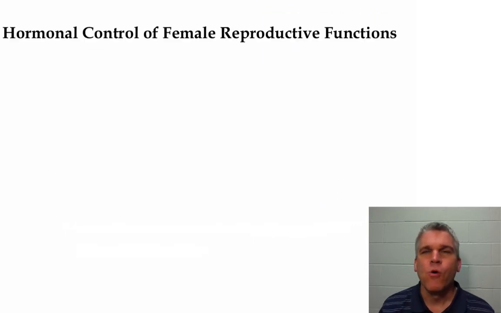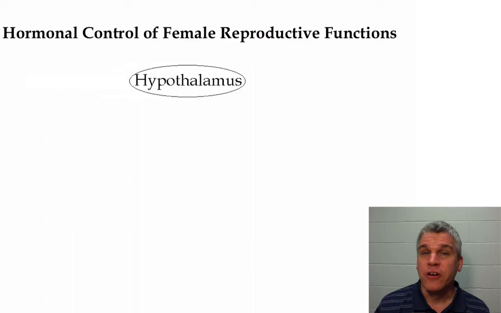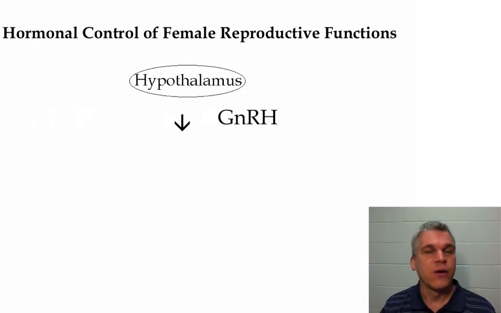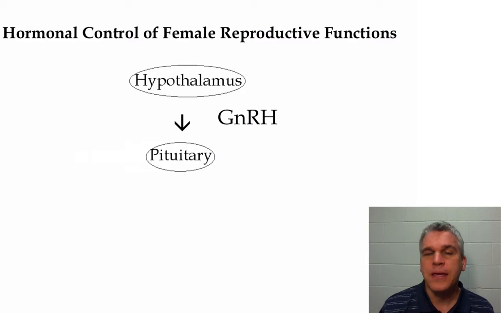So let's see how hormones play a role in all of this. What you're going to find is a lot of similarities between male and female hormones. So remember, this all starts in the hypothalamus, a little part in the brain that is constantly monitoring all of these things. And again, at puberty, it is going to produce a hormone called gonadotropin releasing hormone, GnRH. Sounds familiar, right? That goes to the pituitary gland at the base of the brain.